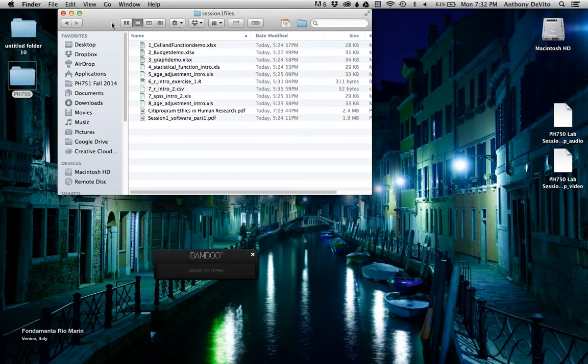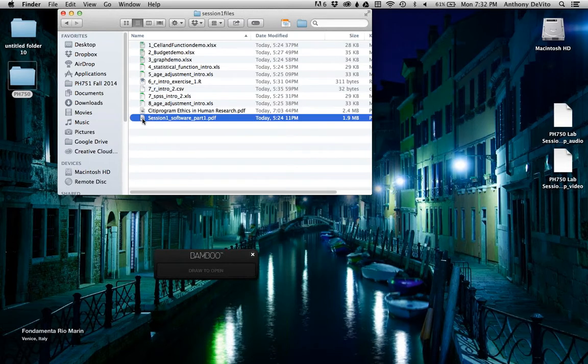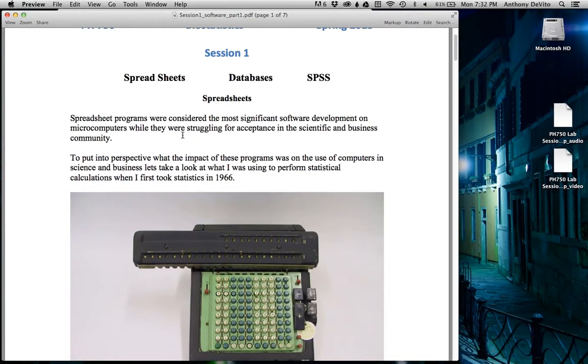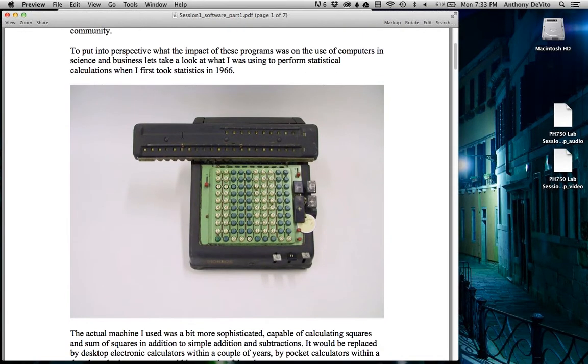I'm going to start off by giving you a little bit of background on software that's used in computers. Okay, I'm going to open up this document, Session 1, Software, Part 1. And I'm going to show you the device that I used instead of a computer when I took statistics in 1967, I think, at Brooklyn Poly. It was an introductory course for freshmen. That's what I was using.